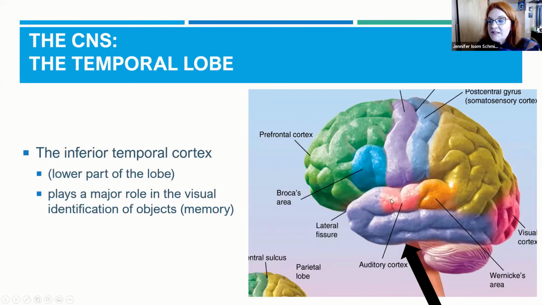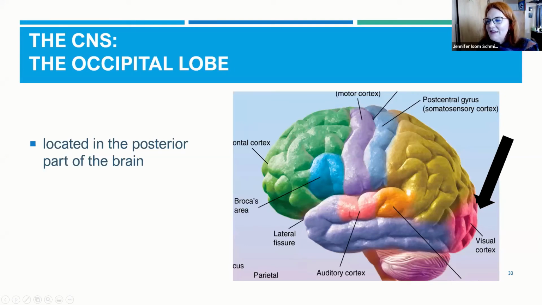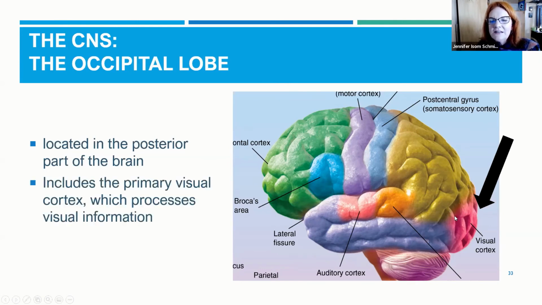Okay, so the temporal lobe is not only the primary auditory cortex, but it's also involved in the identification of objects and people. So memory. The last one is the occipital lobe. The occipital lobe is located in the most posterior part of the brain. It contains the primary visual cortex because it processes visual information. When visual information from our environment comes in, it goes to the thalamus first, and then the first place it goes is the primary visual cortex, where it begins processing. Now, there's lots of processing that happens after that, but the primary place is the primary visual cortex in the occipital lobe.